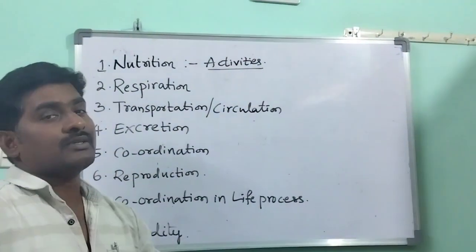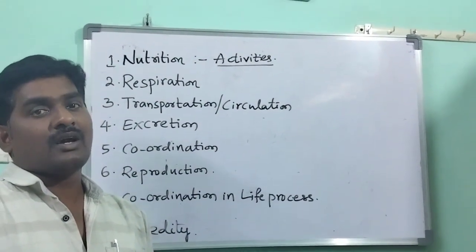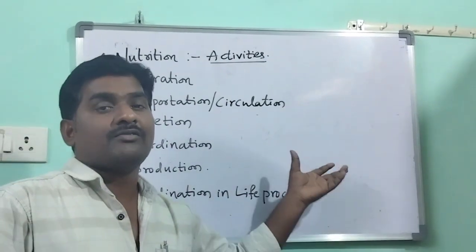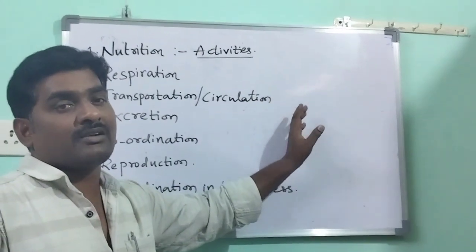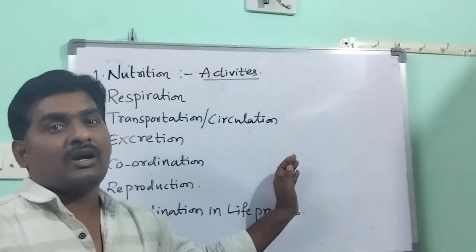Today we are going to discuss the important topics to get 10 GPA or A1 in biology. If you observe, we have 10 chapters in biology. In these 10 chapters, which chapters are very important to get a minimum of 30 marks out of 40?